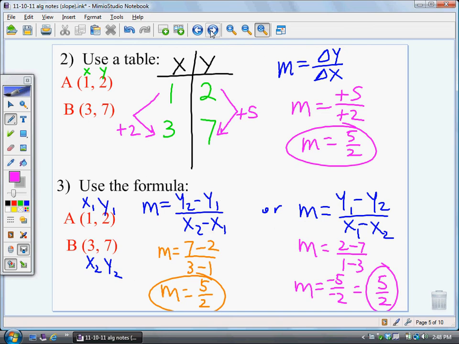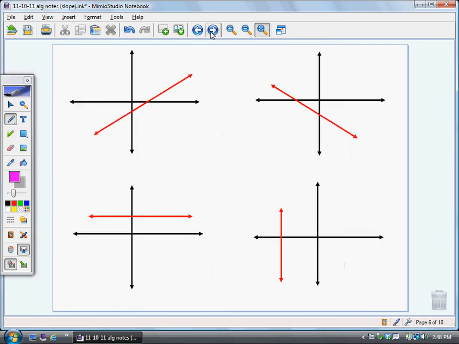The least efficient would be the graphing, because you have to graph it all out and put your points in.